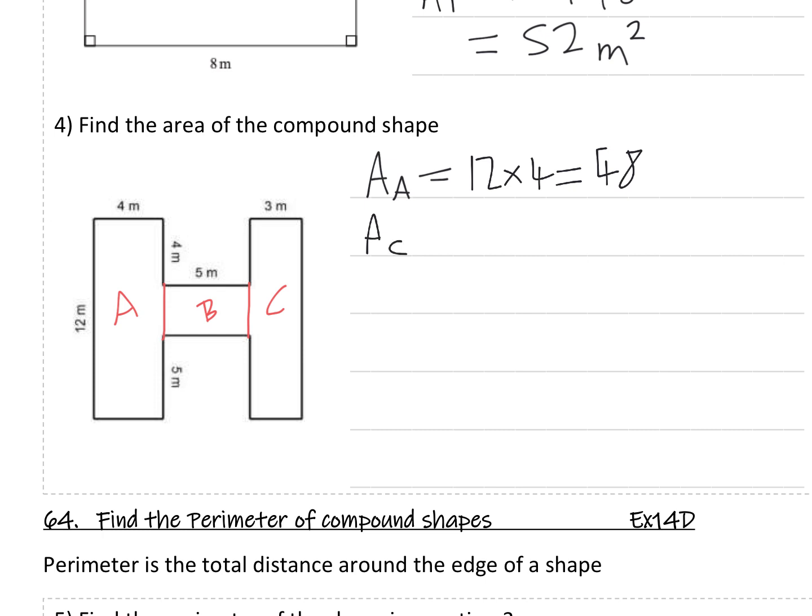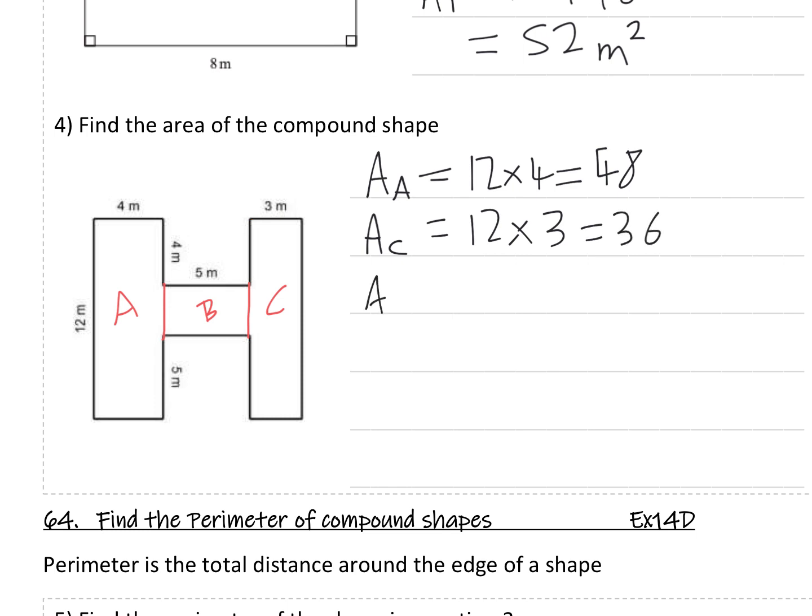Area of C, you'll see C is the same size. It's also 12. No, it's not. It's 12 by 3 actually. Be careful. So it's the same height. It's 12 high, but it's only 3 wide. So 12 by 3 is 36.